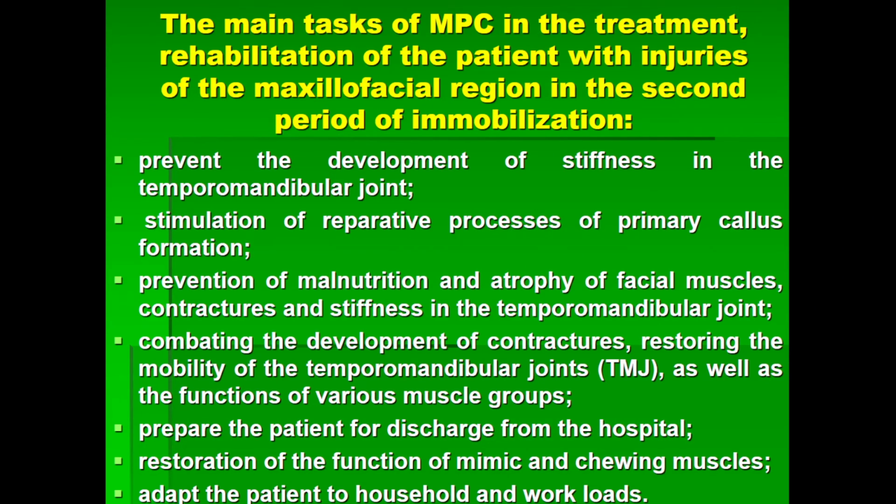Prevent the development of stiffness in the temporomandibular joint. Stimulation of the reparative process in primary callus formation. Prevention of malnutrition and atrophy of facial muscles. Contraction and stiffness in the temporomandibular joint. Combating the development of contraction, restoring the mobility of the temporomandibular joints, as well as the function of various muscle groups. Prepare the patients for discharge from the hospital. Restoration of the functions of mimic and chewing muscles. Adapt the patient to household and work loads.